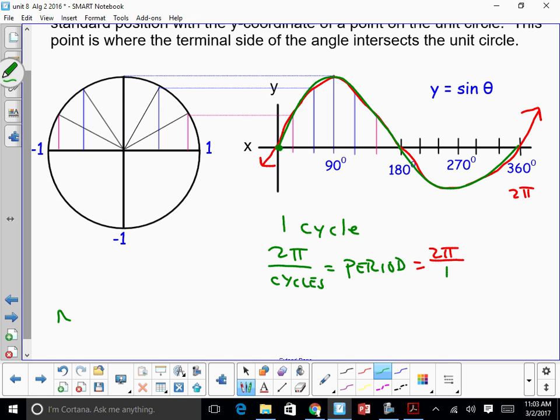So next one we're writing down is frequency. Frequency just says how many cycles are there in a period. If you flip it, there is one. There's one cycle in the period, or in the length, the full length. So we're doing it on the simple one.